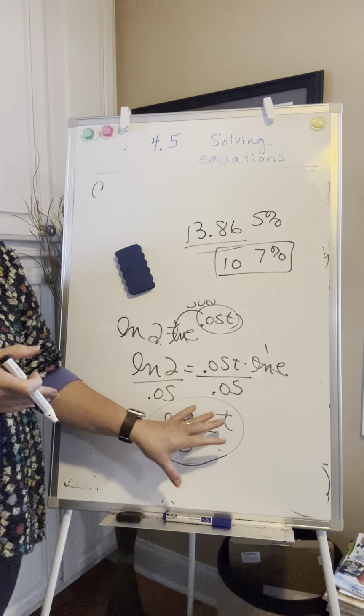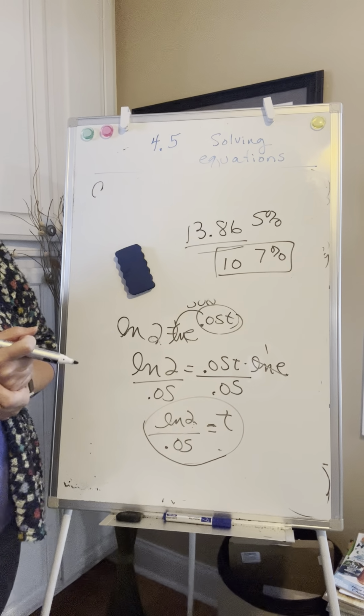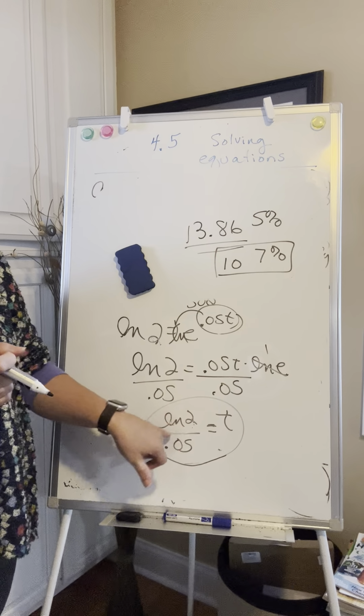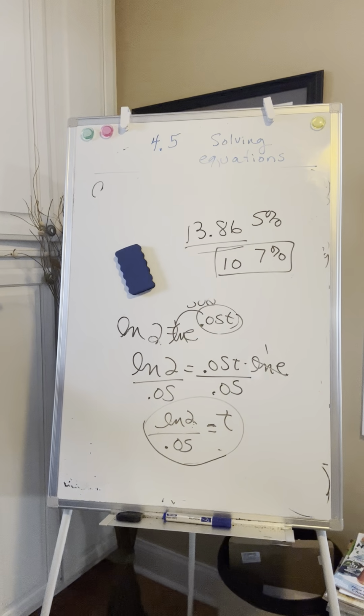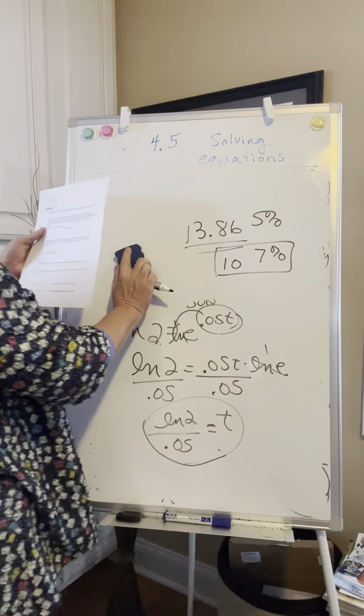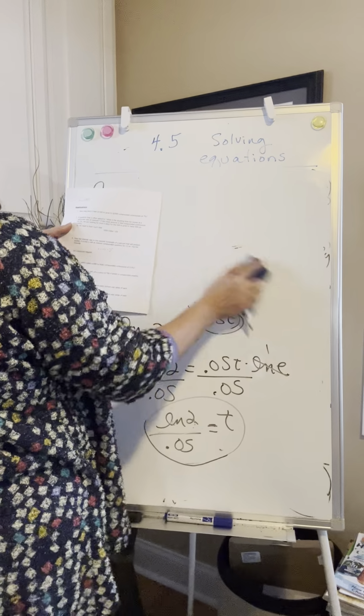And then you can play around with the formula with different numbers. Maybe you want your money to triple: ln of 3 divided by the rate. That's a really interesting formula that you may tuck away for later use, even after algebra class. Okay, number 3.